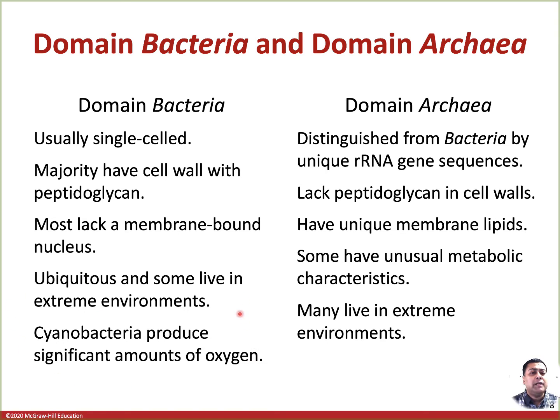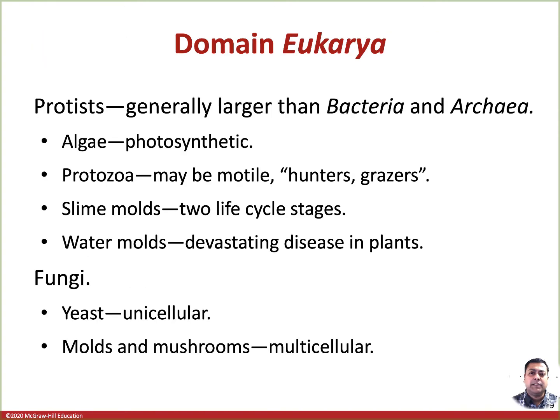On the other hand, you can see that cyanobacteria actually produce a significant amount of oxygen, in combination with some of the algae, which are eukaryotes as well. So these are some of the characteristics of the domain Bacteria and the domain Archaea, and they are distinctly different, and this was established from the ribosomal RNA sequences.